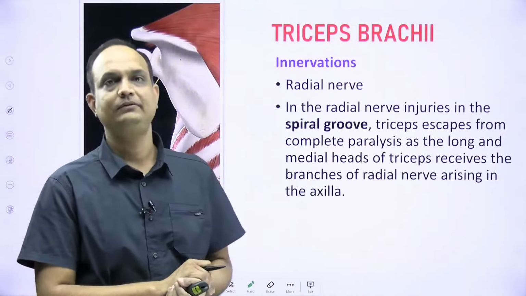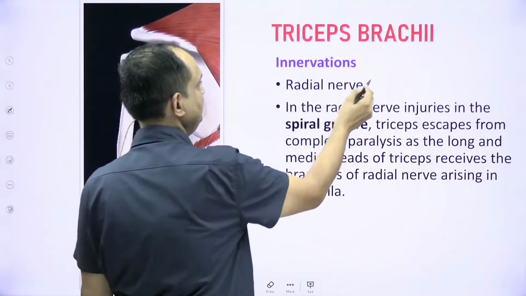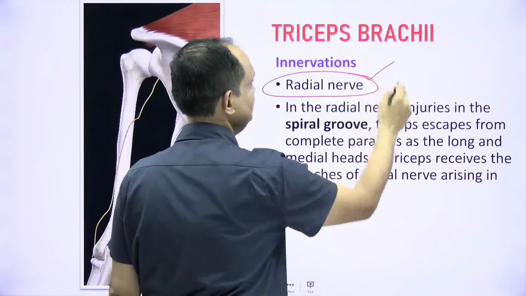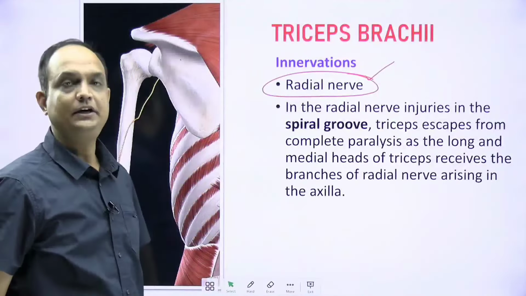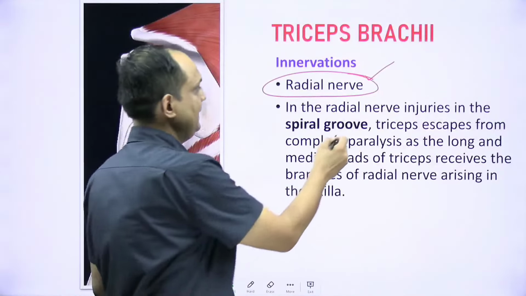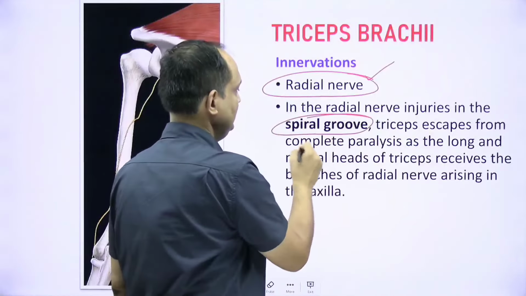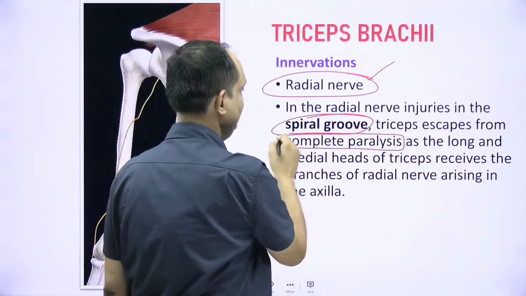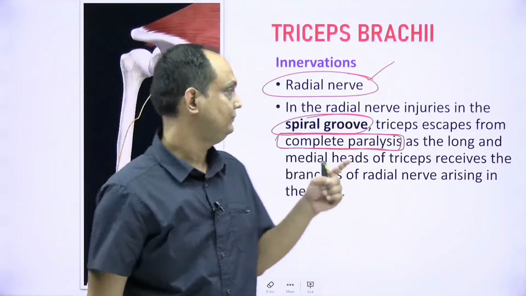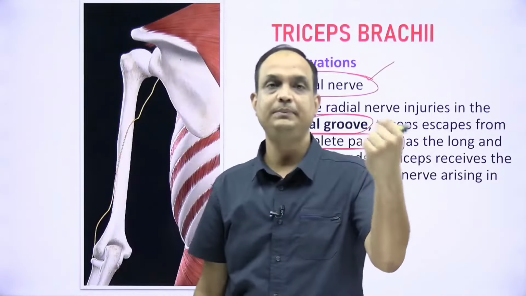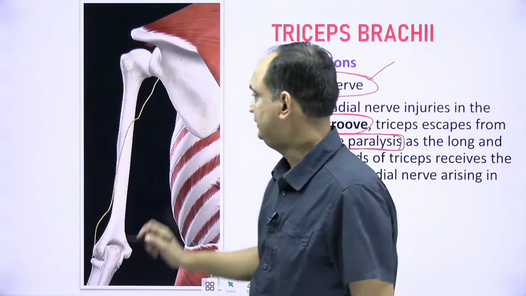Now, the nerve supply of the triceps. Triceps is mainly supplied by the radial nerve, and the radial nerve is a dominant nerve on the back of the arm. Now, there is one question related to radial nerve injury: if a spiral groove injury occurs, there is no complete paralysis. That means part of the muscle is still working. If a radial groove injury occurs, the patient is still able to do the extension. So, this is the radial groove.